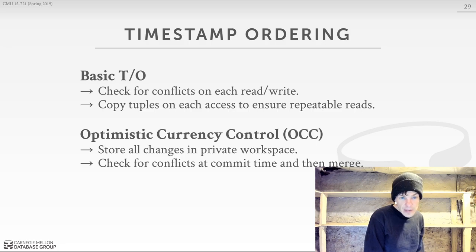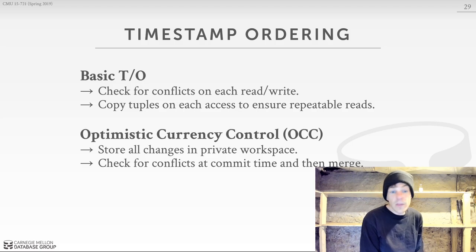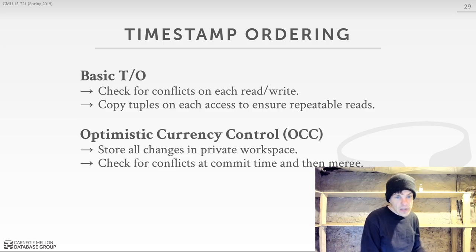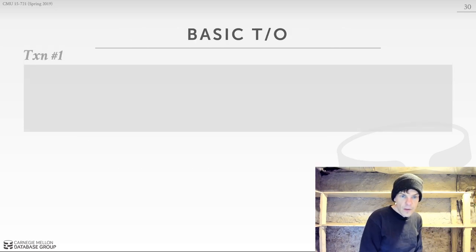With basic timestamp ordering, we're going to check for conflicts on each read and write, and we're going to use timestamps to figure out whether one transaction is allowed to read something or not, depending on whether somebody else in the future or in the past has done something to the thing we're trying to access. In optimistic concurrency control, we store our changes in a private workspace and then, at commit time, check whether there's a conflict. So let's look at the first one.